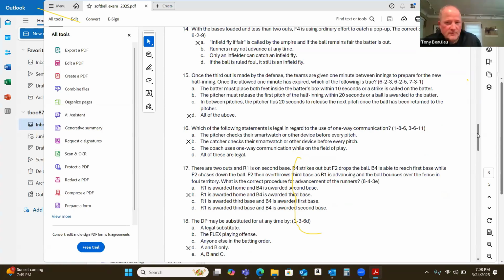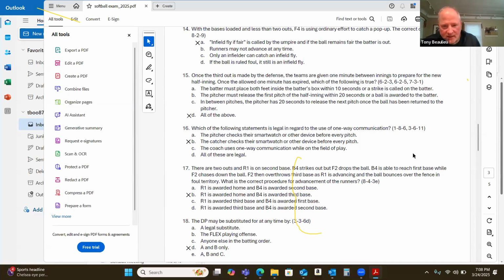D, all of the above. So 10 seconds to get your foot in the batter's box, 20 seconds to make the pitch, and 20 seconds to release the next pitch once the ball's been returned to the pitcher.